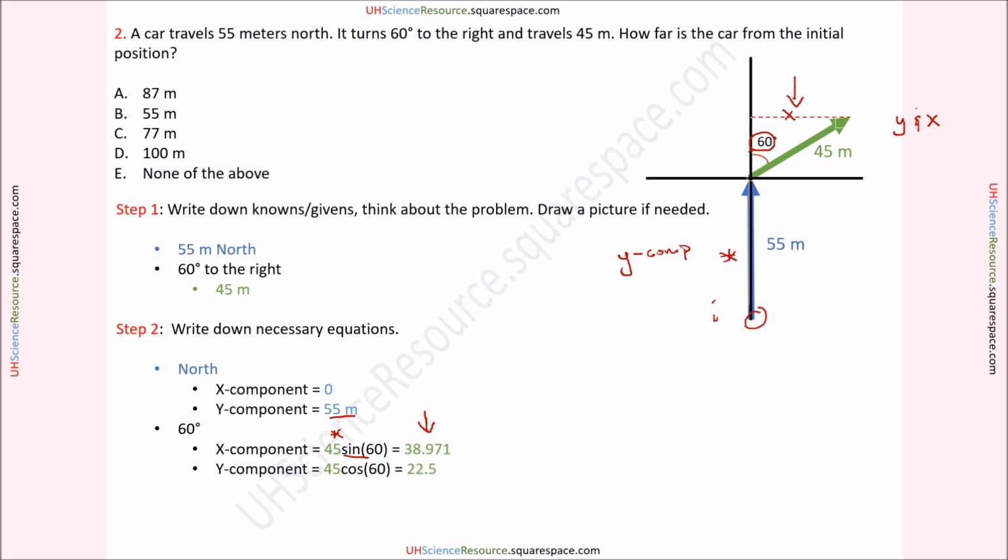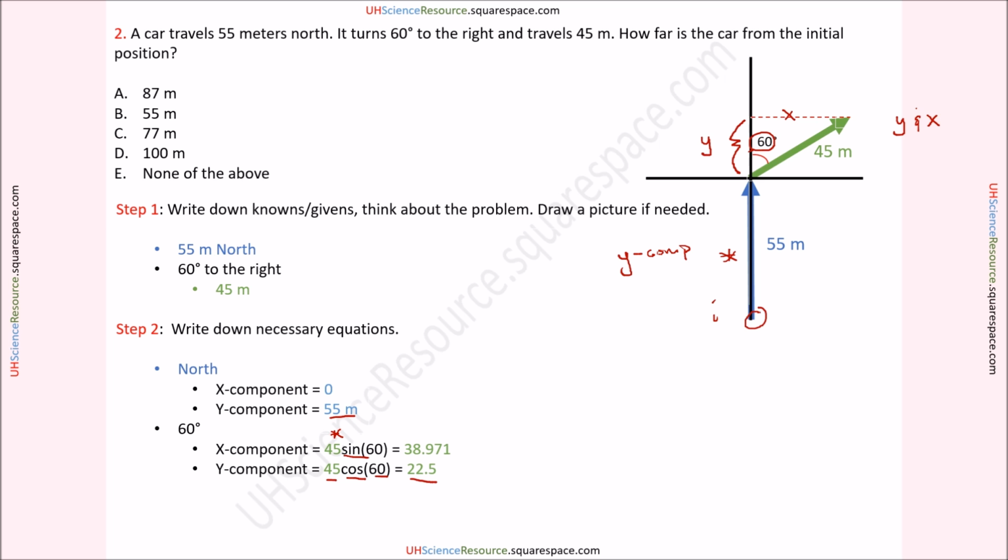To find the y component, which is going to be this distance right here, we take 45 and multiply it by the cosine of 60. And that comes out to 22.5 meters.